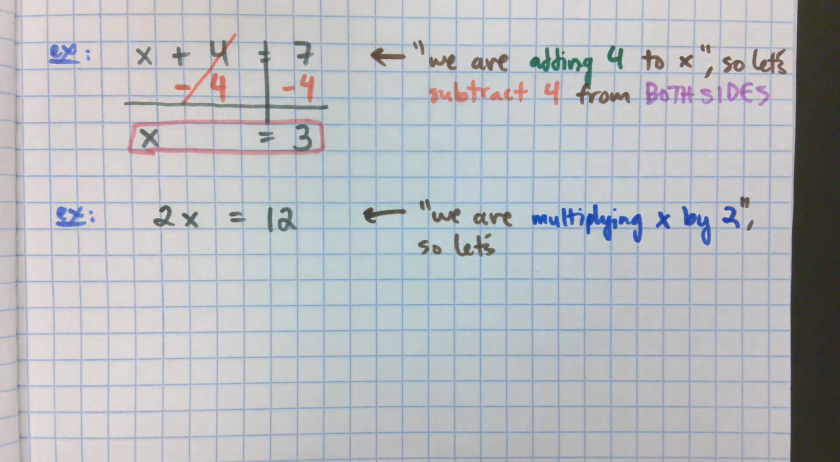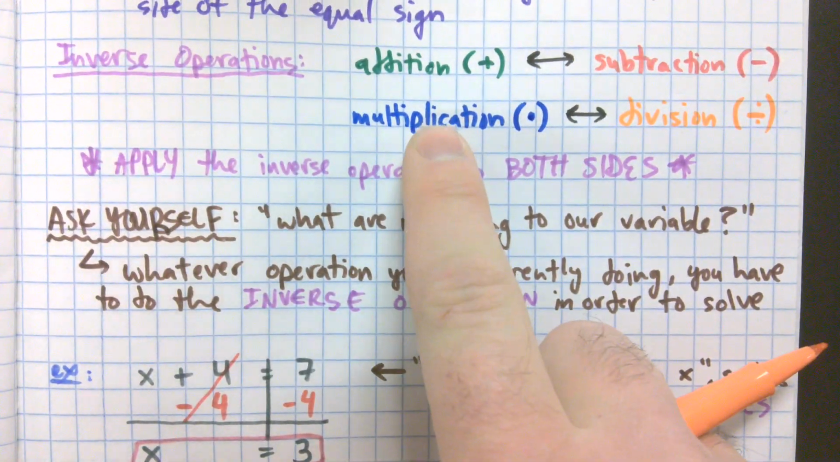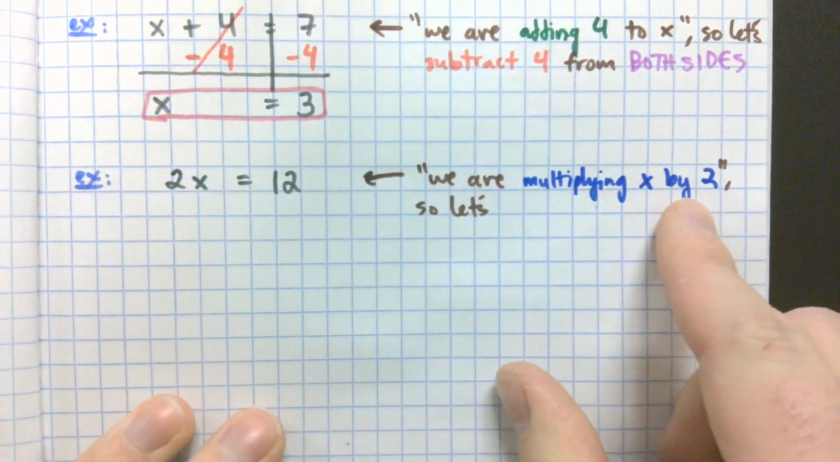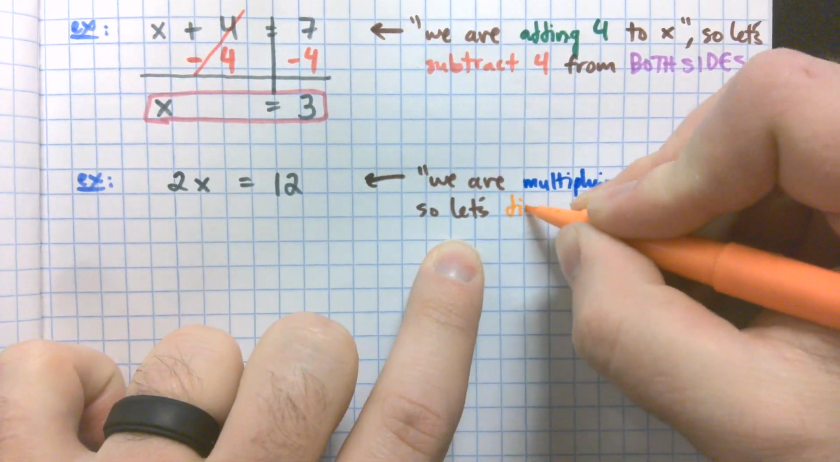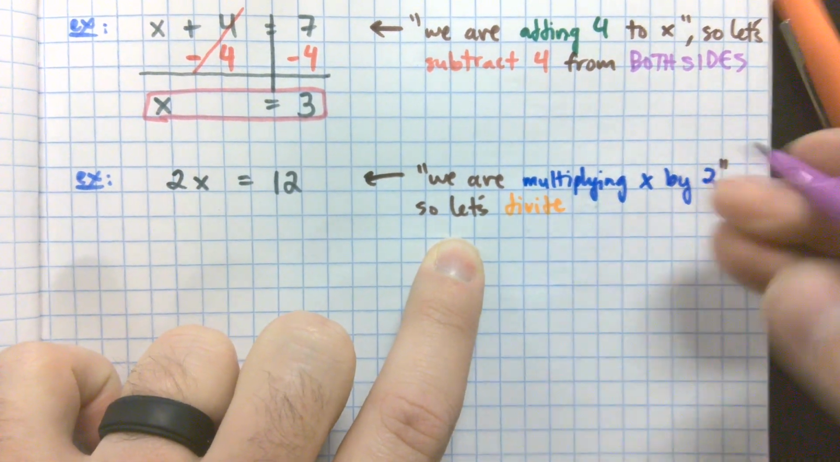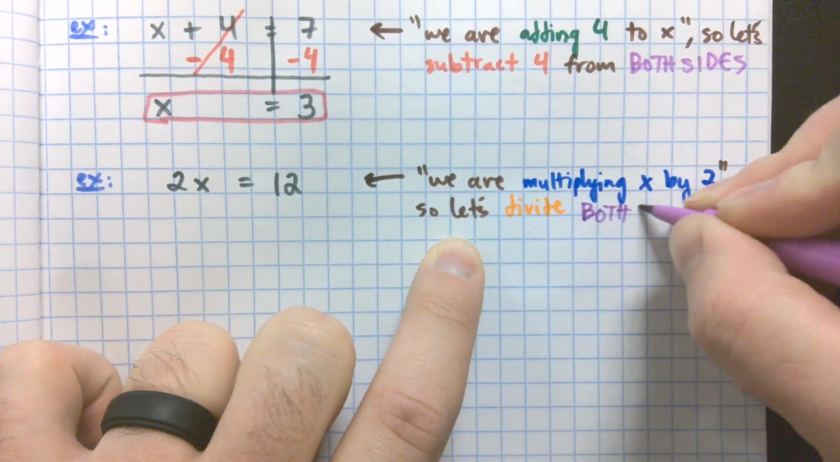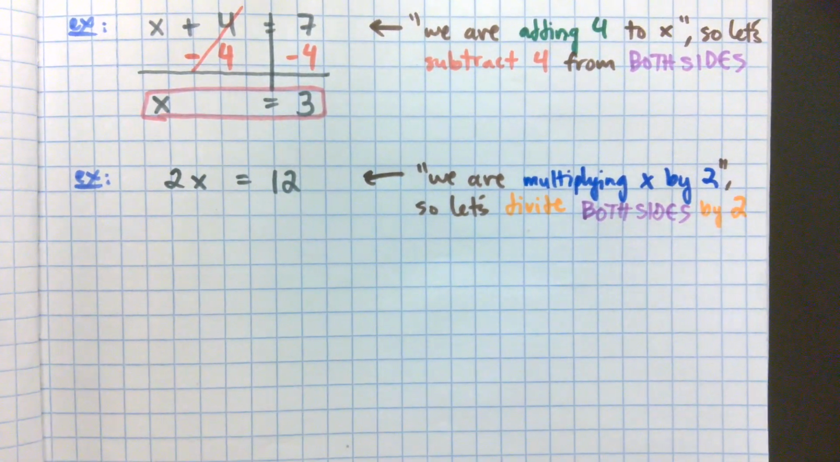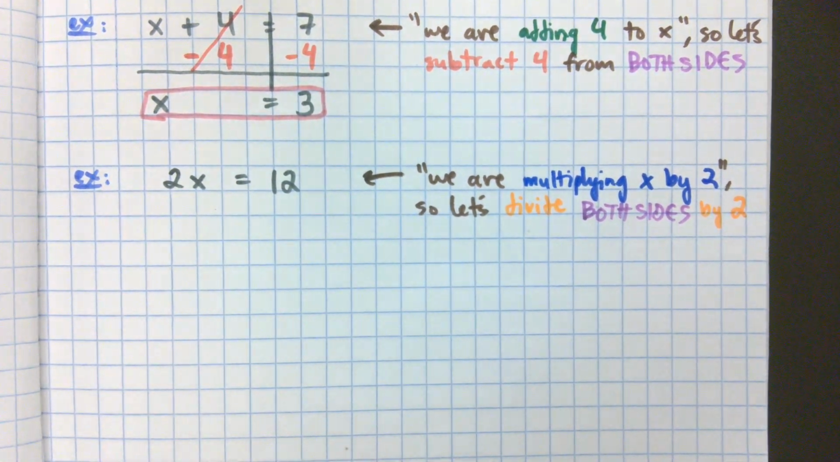If we're multiplying x by 2, we want to get x by ourselves. That's our goal. What's the opposite of multiplying? Divide. What's the opposite of multiplying, everybody? Subtract. Oh, division. Take a look back up. Multiplication is an inverse with division. So if we are multiplying x by 2, let's divide both sides by 2.